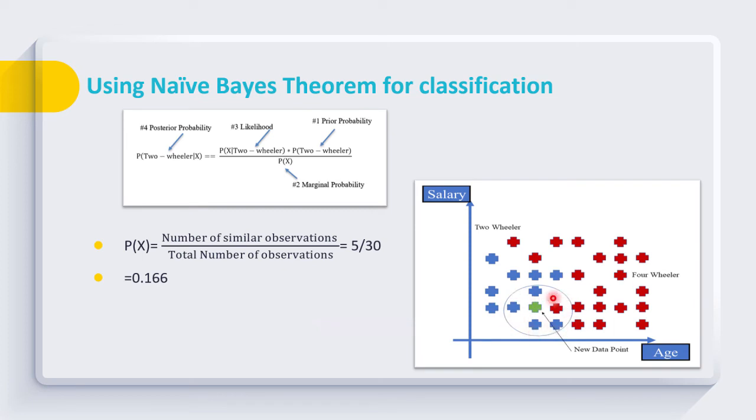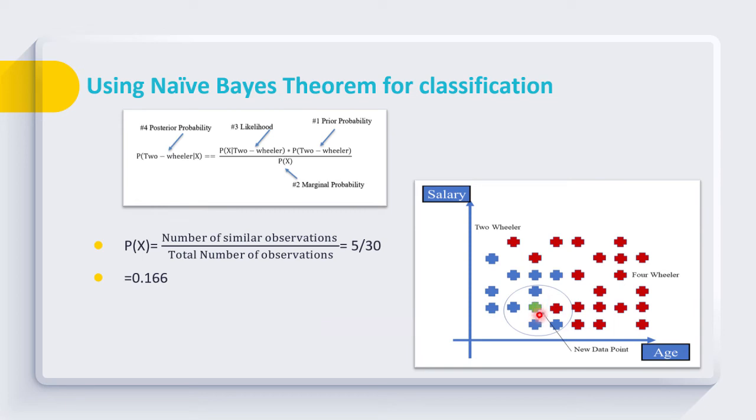So there are 5 neighbors, or 5 instances which are similar to this new data point, and the total number of data points is 30. So the marginal probability will be the number of similar observations divided by total number of observations, which is 5 divided by 30, and in this case it is 0.166. So we have calculated marginal probability, and I hope that this gives you a clear idea why it is called marginal probability, because we are calculating the probability of data points belonging to the area of marginality.